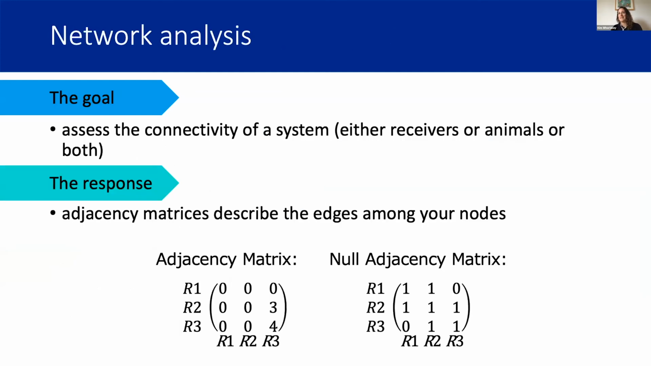Network analysis, this has gotten pretty popular over the last decade or so. The goal here is to assess the connectivity of a system, either receivers or animals or both. The response constitutes these adjacency matrices, which describe something called an edge among your nodes. It's the edges, which are the relationships among your nodes. And so we've already taken a little bit of a look at that today, so I won't go much into it, but this is basically what your response looks like. But most packages will actually calculate that for you, I believe.